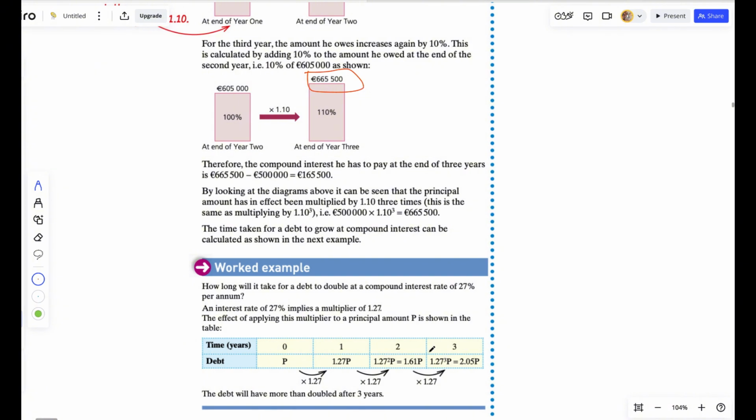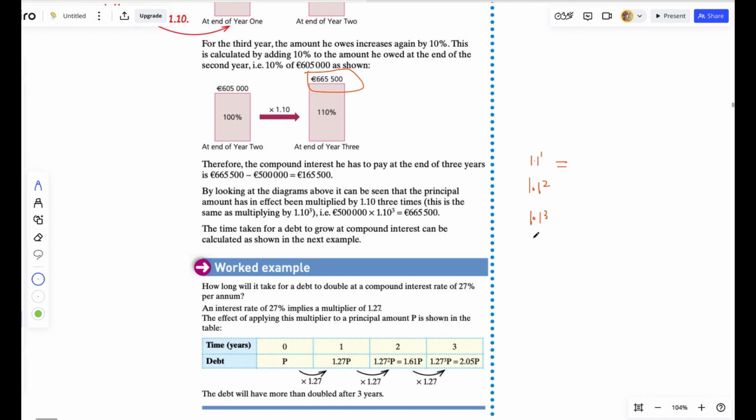So they can ask you, which year will your debt double? Since we keep multiplying by 1.1, for the first year we say 1.1 raised to power 1, which is the same as 1.1. For the second year we say 1.1 raised to power 2, because it's raised to power n, number of years. For the third year you say 1.1 raised to power 3.